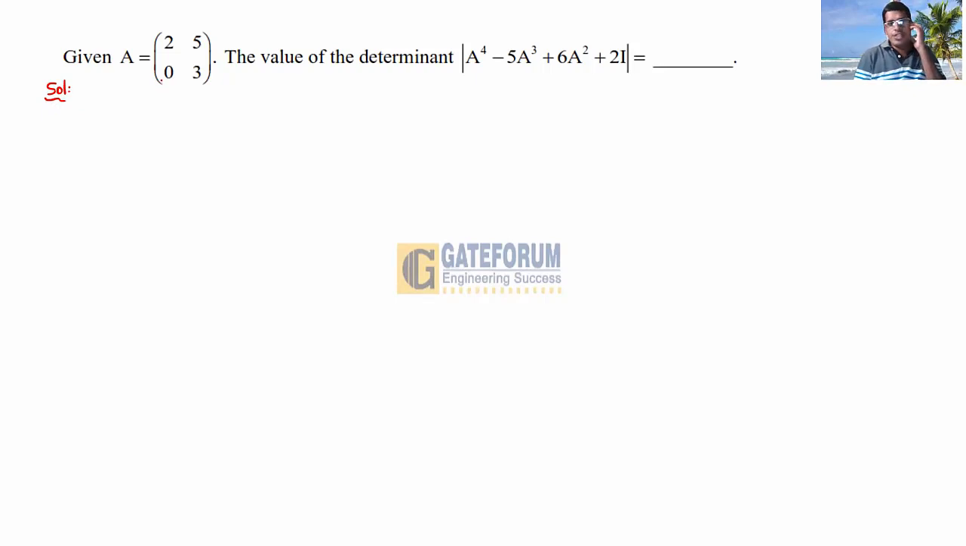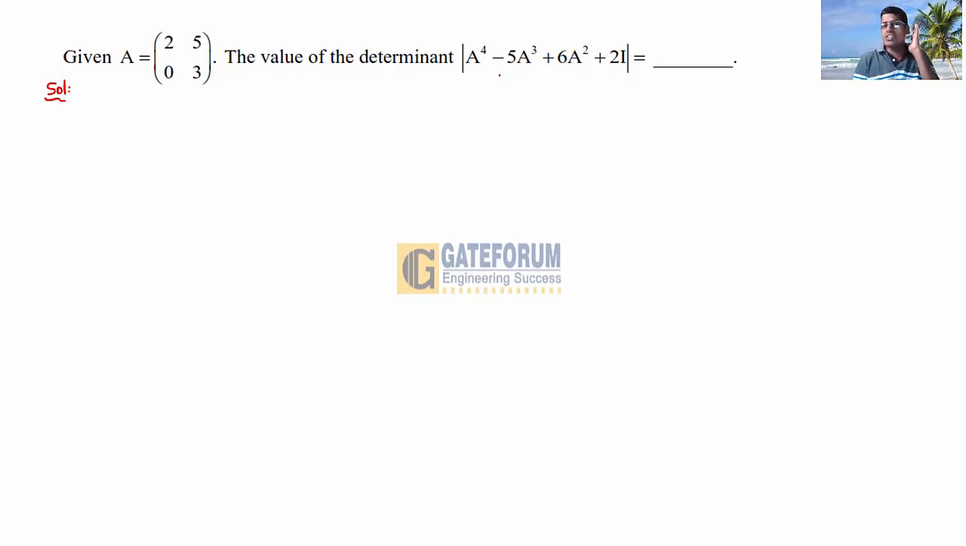First we need to find the characteristic equation, without finding A square, A cube, powers of A, then substituting here and then expanding the 2 by 2 determinant. That is one regular procedure, but I am not doing it that way. I want to use the Cayley-Hamilton theorem, that is, every square matrix satisfies its own characteristic equation.